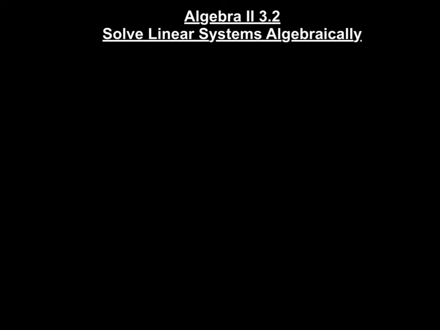Today in Algebra 2, Chapter 3, Section 2, we are going to learn to solve linear systems algebraically. In the last lesson, we learned to solve systems by graphing them. We put two linear equations on a coordinate plane, and we found their point of intersection. Today there are two ways to solve algebraically. One is by substitution and one is by elimination. Today we will look only at substitution.